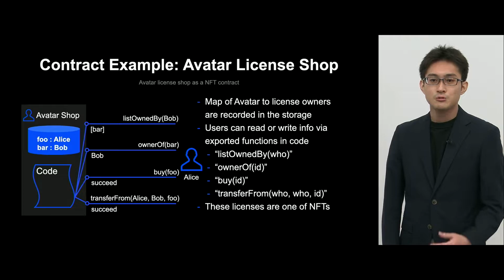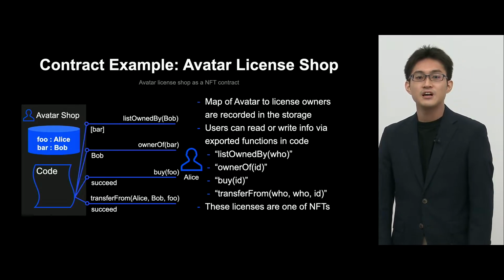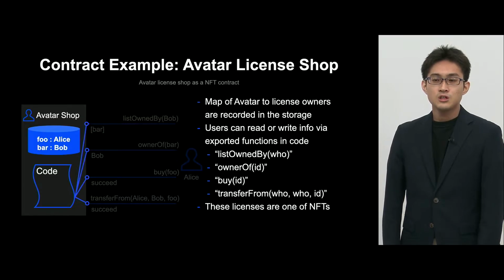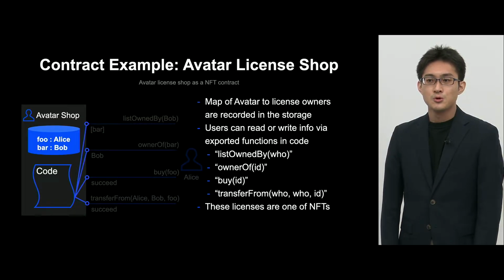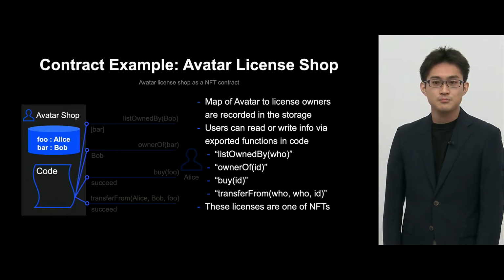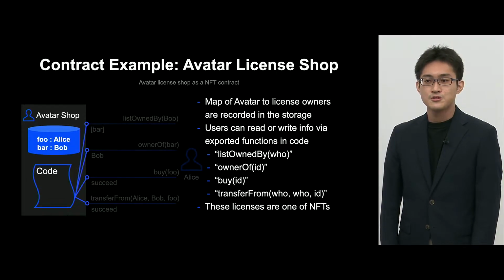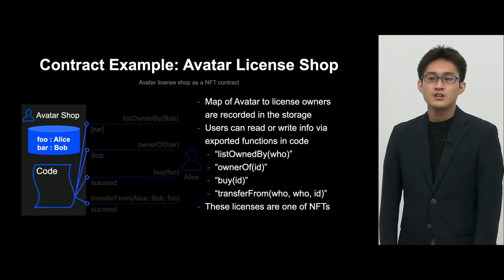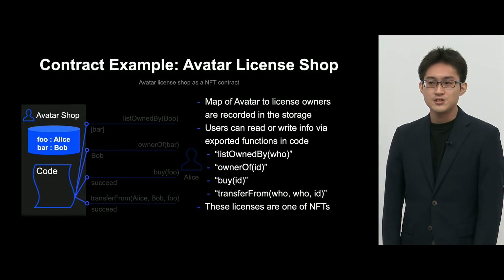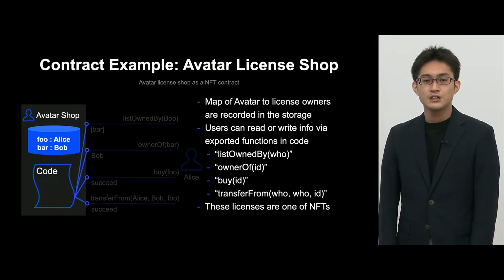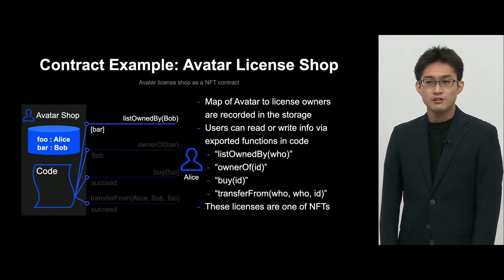We will use an avatar image, and we'll talk about a license shop to sell the authority to use that avatar. So the storage is the place where the information on the person with the authority and the code are stored. If it's an avatar license shop, the avatar's license and the person with the license combined will be stored in the storage. In other words, the person who can use this avatar is going to be stored in the blockchain.